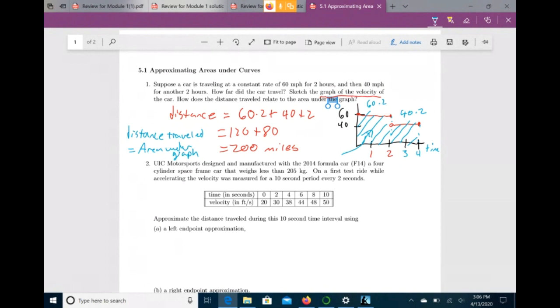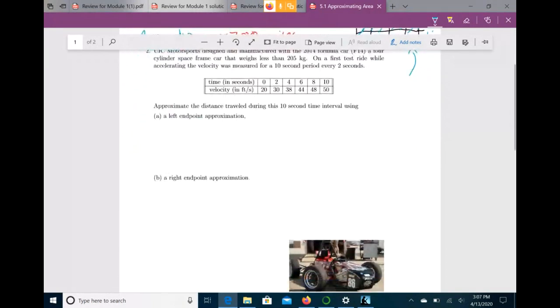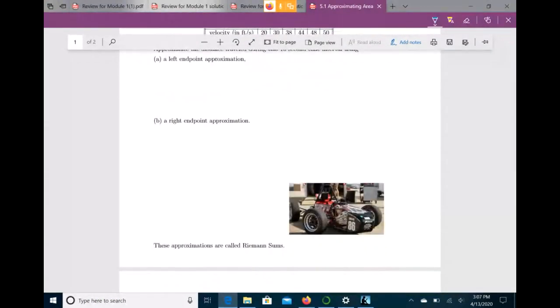All right, let's look at the next question, which is similar. UIC Motorsports designed and manufactured the 2014 formula car, a 4-cylinder space frame car that weighs less than 205 kilograms. Wow. On a first test ride, while accelerating, the velocity was measured for a 10-second period every 2 seconds. So the car is accelerating, and we're measuring its velocity every 2 seconds. Let's approximate how far it traveled based on this velocity data. It'll basically be the same thing that we did here, and I'll explain what right and left endpoints mean.